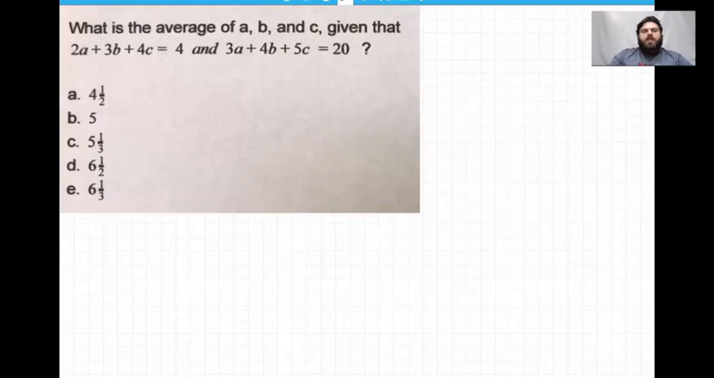First question says, what is the average of A, B, and C given that 2A plus 3B plus 4C is equal to 4 and 3A plus 4B plus 5C is equal to 20?